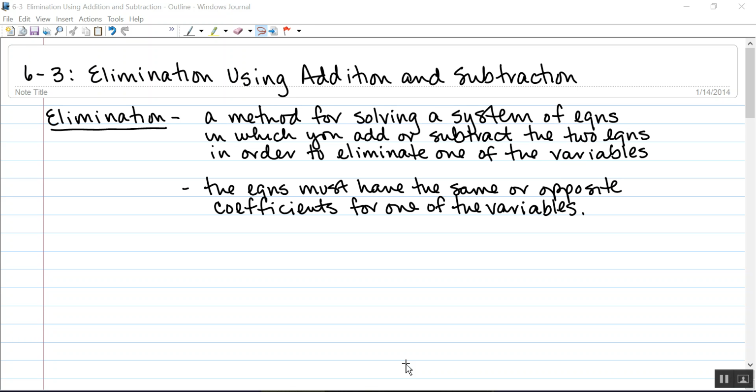Section 6.3 is entitled Elimination using Addition and Subtraction. And this is the third way that we're going to look at to solve a system of equations. Remember, in the first section in this chapter, we solved a system of equations by graphing. In the previous section, we used substitution. And in this section, we're going to use something called elimination. It's a method in which you add or subtract the two equations in order to eliminate one of the variables. So the two equations must have the same or opposite coefficients for one of the variables. We'll take a look at several examples here.